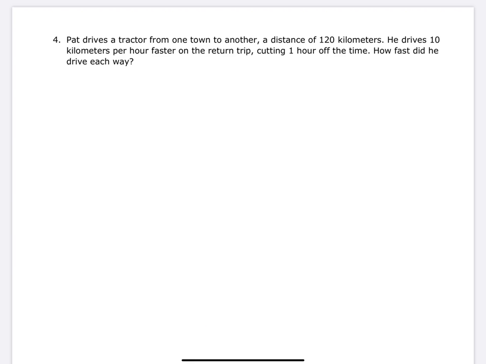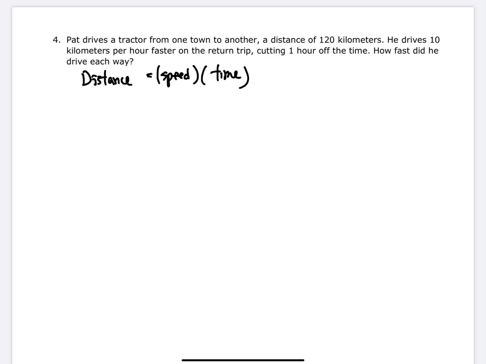Alright, Pat drives a tractor from one town to another, a distance of 120 kilometers. He drives 10 kilometers per hour faster on the returning trip, cutting 1 hour off the time. How fast did he drive each way? For this problem, we're dealing with speed, time, and distance, so we want to think about the formula: distance is speed times time.